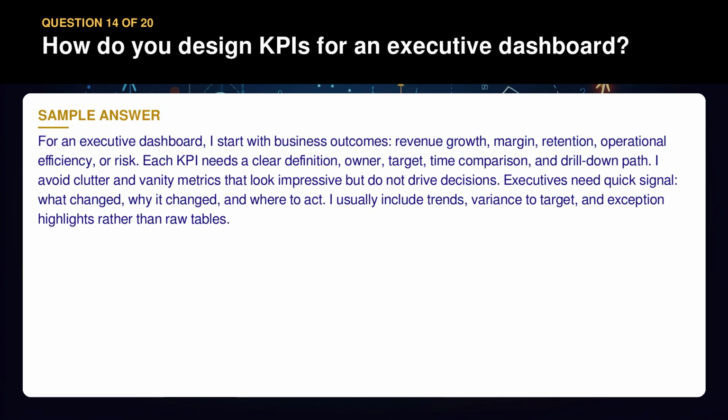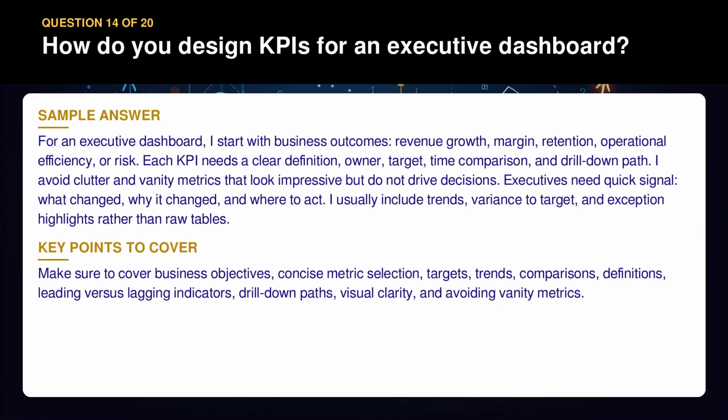For an executive dashboard, I start with business outcomes, revenue growth, margin, retention, operational efficiency, or risk. Each KPI needs a clear definition, owner, target, time comparison, and drill-down path. I avoid clutter and vanity metrics that look impressive but do not drive decisions. Executives need quick signal: what changed, why it changed, and where to act. I usually include trends, variance to target, and exception highlights, rather than raw tables.